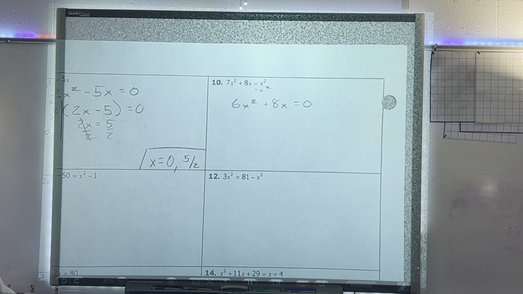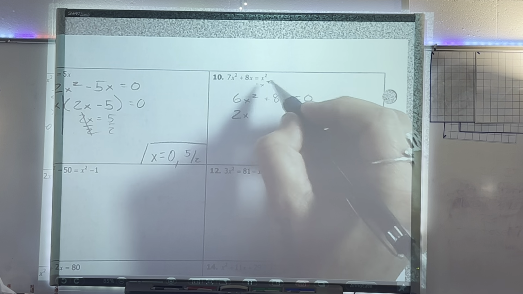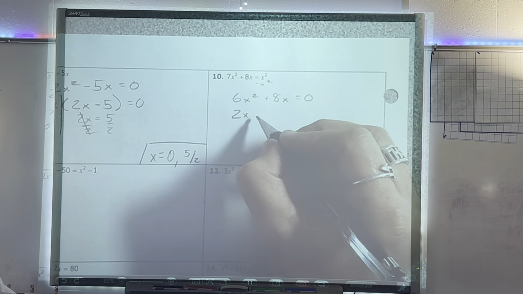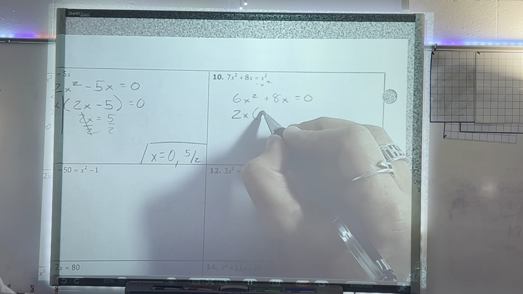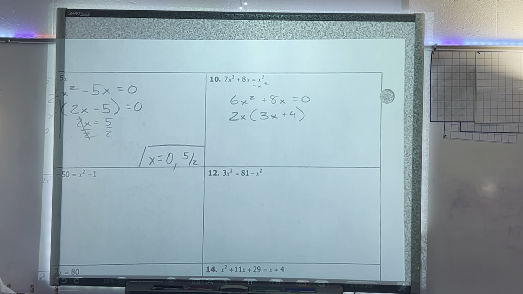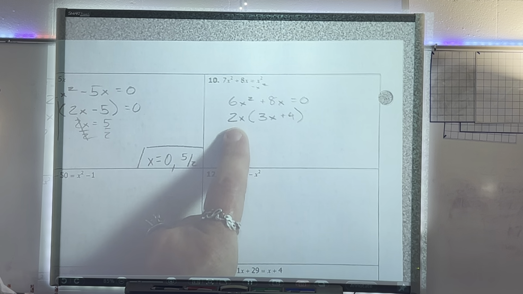What can I take out there? Take out 2 and an x. So I'm going to take out 2x. Remember, if you don't have a C value back there, you're going to have to take out the x. So I've got 2x, which is going to leave me with 3x plus 4. Are y'all okay there? All right, so if I have 3x plus 4 there, when I set 2x equal to 0, this is still going to end up being what?